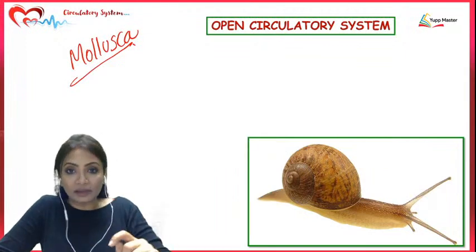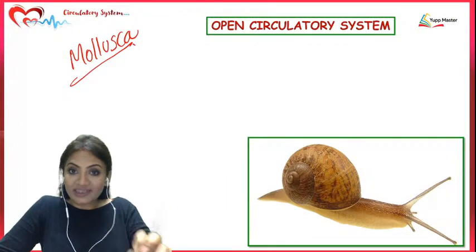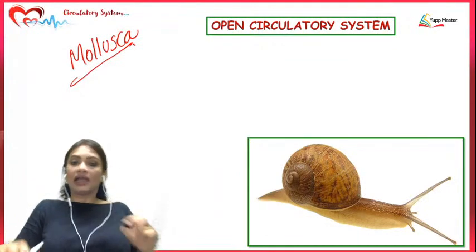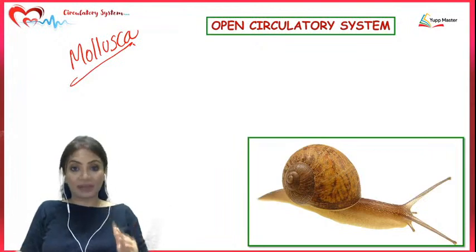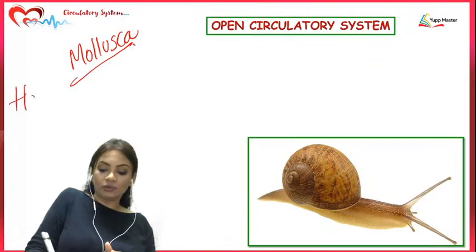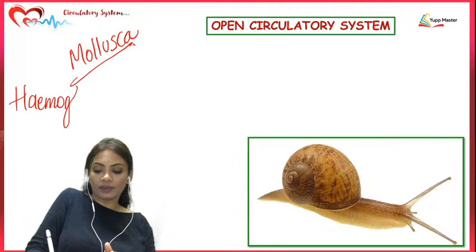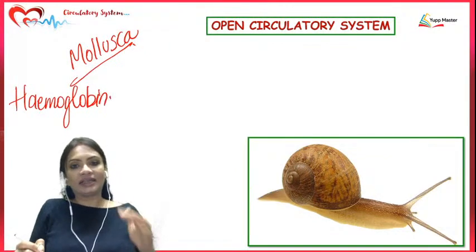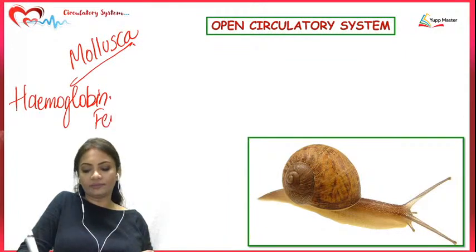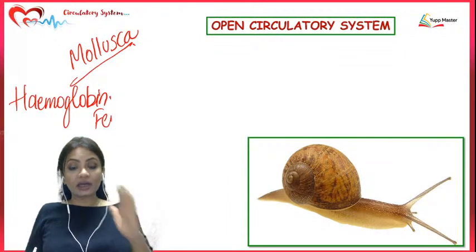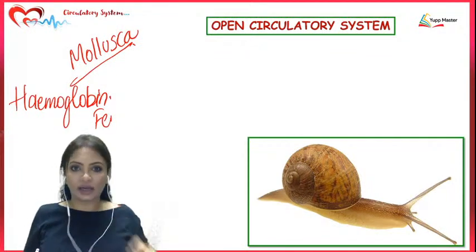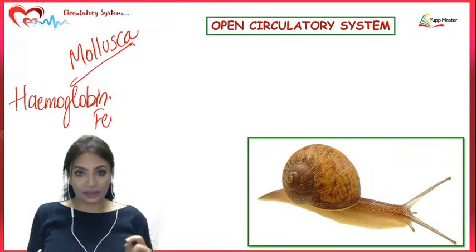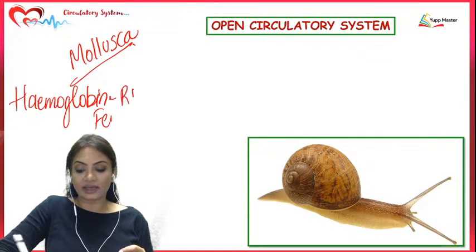Means that pigment which is made up of some element and which is able to hold on to oxygen. In humans, we have the respiratory pigment called hemoglobin. Now hemoglobin in our body contains the element iron. Iron imparts a red color, and this is the basic reason why our blood is red in color, because hemoglobin is found inside the RBCs.